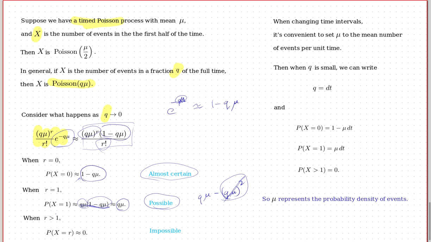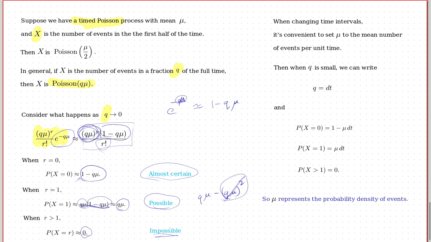Finally, if r is bigger than 1, then this factor is a higher order infinitesimal, right? The q mu is vanishingly close to 0. We're raising it to the rth power. So there's no way to rescue that. That is just 0, right? And we can say in that case it's basically impossible.